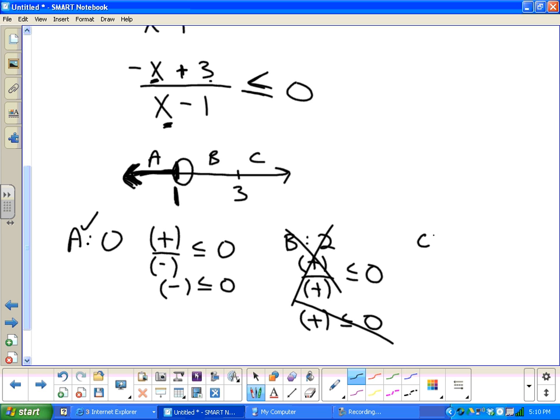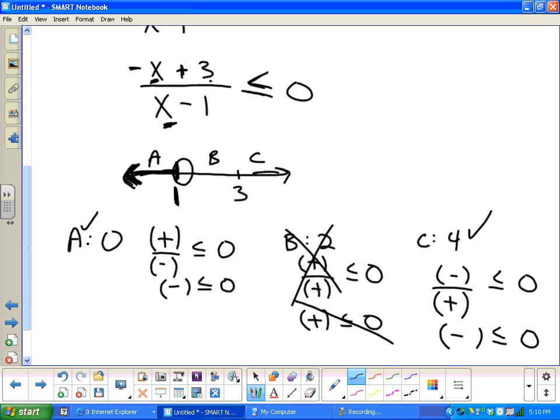Now let's try interval C. So a number over here would be like 4. All right, let's plug in 4. So now we get -4 plus 3 would be a -1, so that would be negative. And then -4, I'm sorry, I said -4. That should be just +4 minus 1 would be a +3, so it's just positive. So we have a negative divided by a positive, which is a negative. And sure enough, a negative is less than or equal to 0. So interval C is working out here.